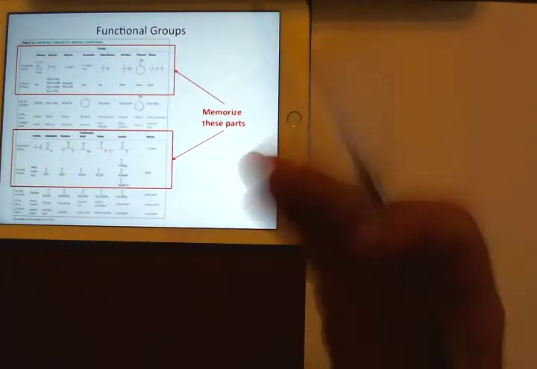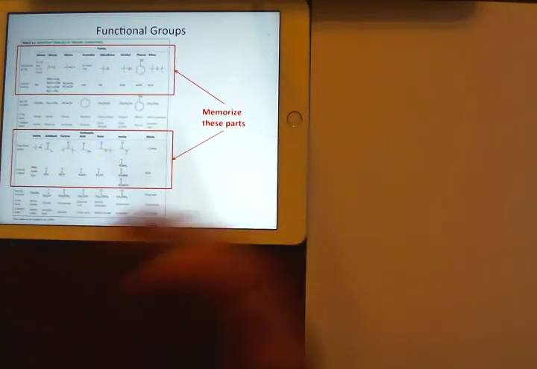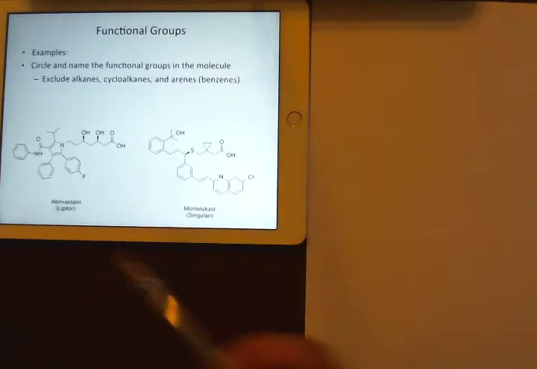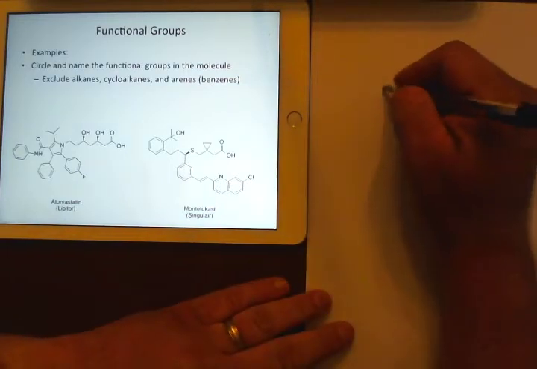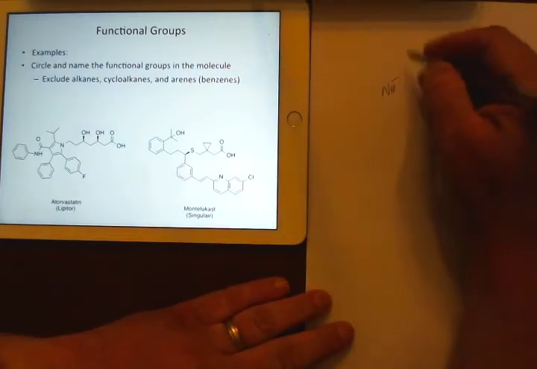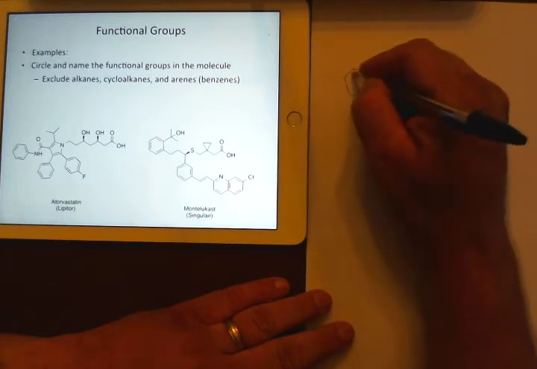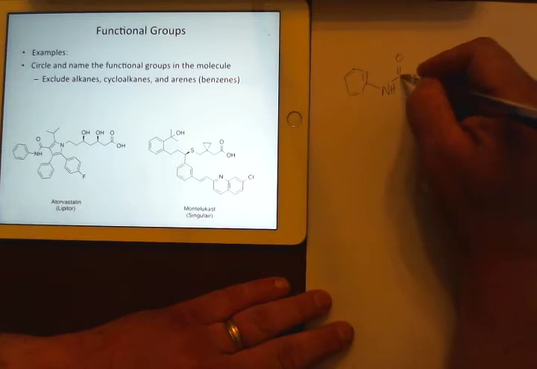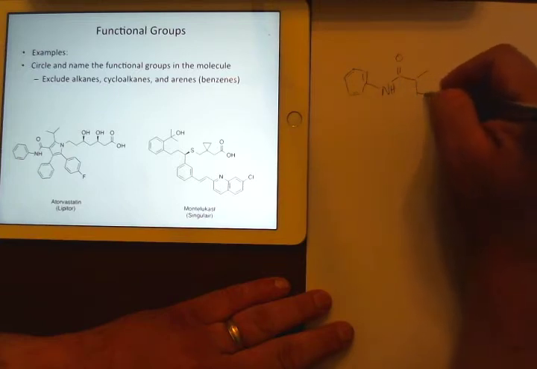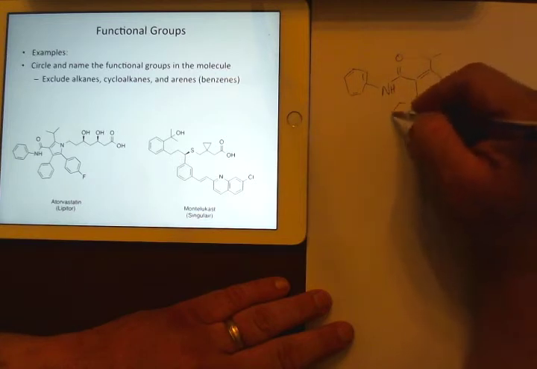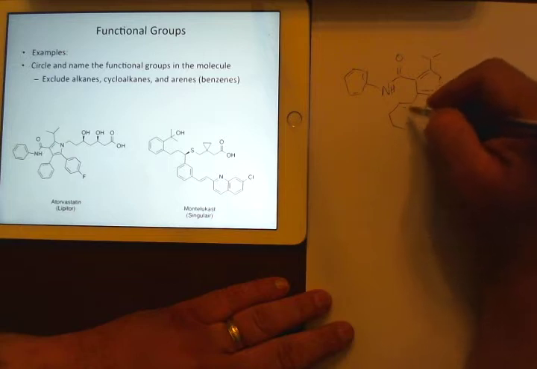Now I think the example has a couple that may not be on here, but yours will. So a couple of real world examples. What I really want you to be able to do is, if you get a prescription, lots of times in the packaging they'll actually have the skeletal structure written out. So the first one here is atorvastatin.